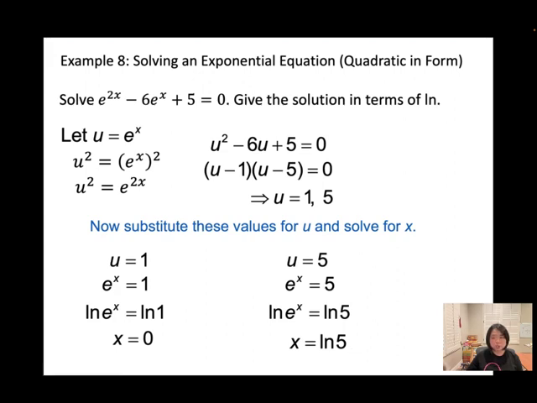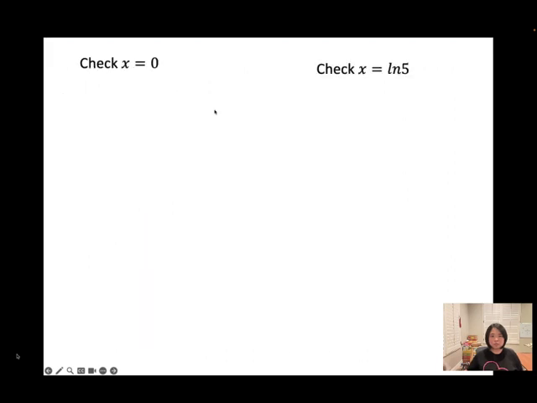Okay, once we're done, we try to put it back into the original equation to see if we get a true statement. So first, check x equals 0. We're going to put it here. So 2 times 0 is equal to 0. e to the power of 0, that will be equal to 1, right? So 1 minus 6 plus 5. 0 equals 0. So this is good. This is a true statement.